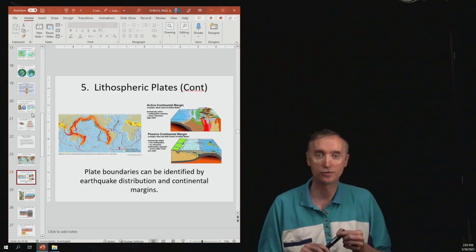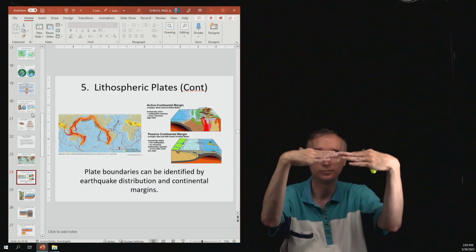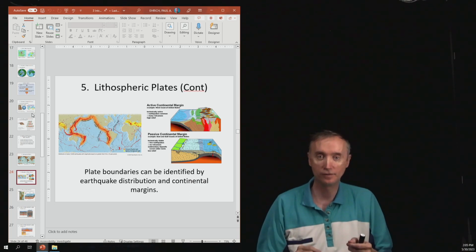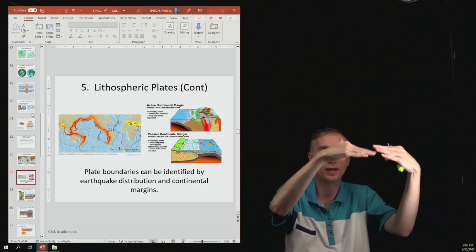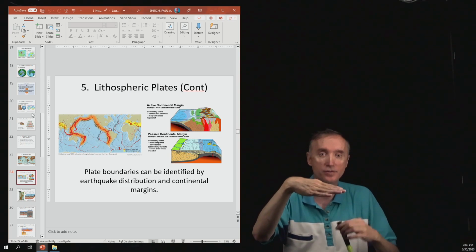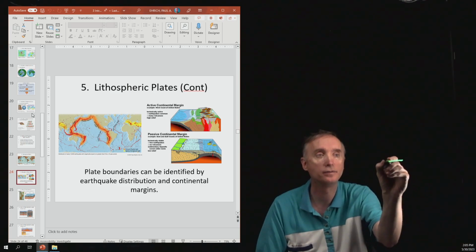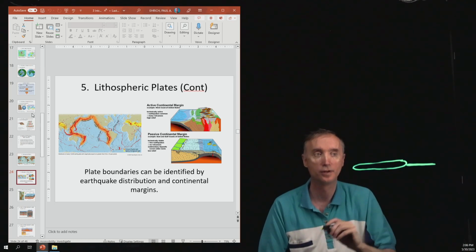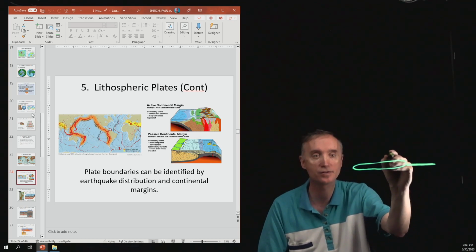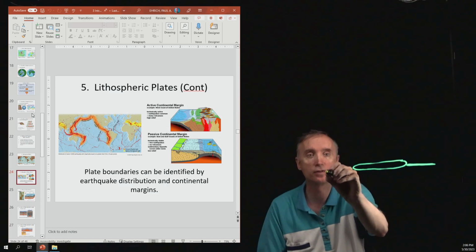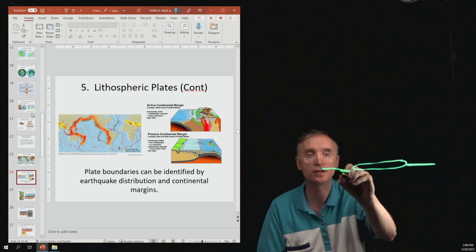An active margin is where plates are colliding, and so you're going to have mountains, volcanoes, and stuff like that. A passive margin is where the plate is moving away from the mid-ocean ridge. So if you have a continent like this, and here's the oceanic part of the plate, and here's the continental part of the plate, this part of the plate over here would be passive because it's just being carried away. But over on this side, let's say that this one is colliding.